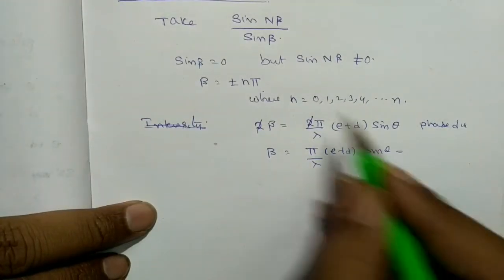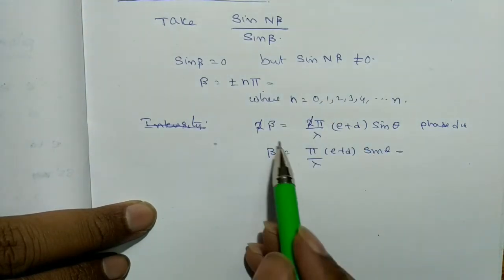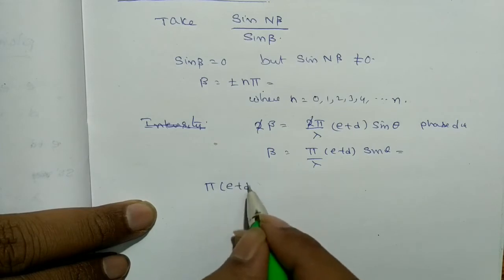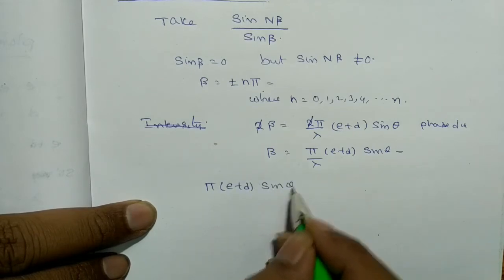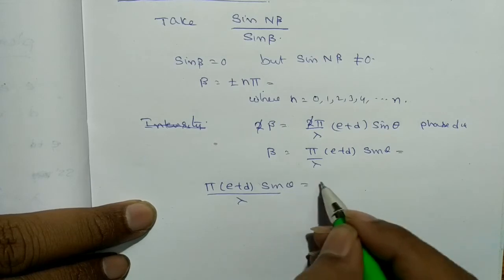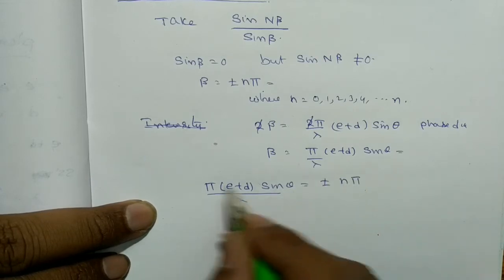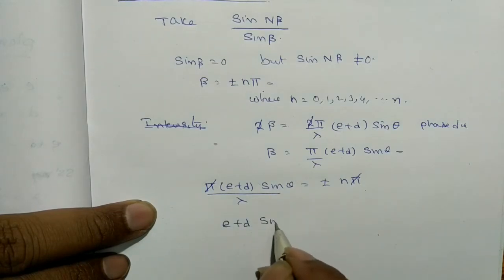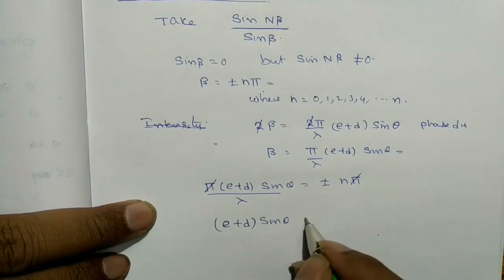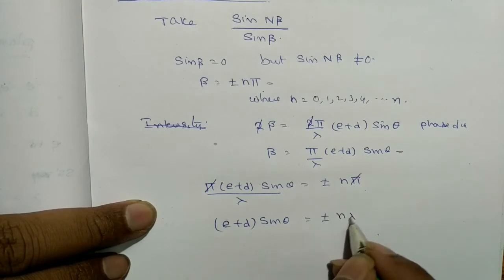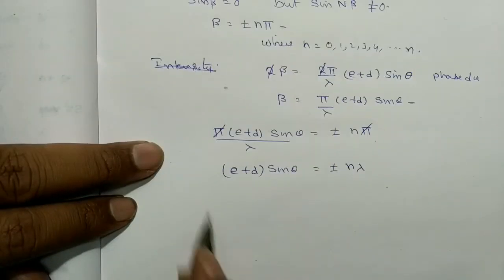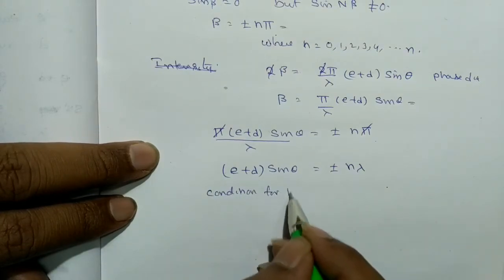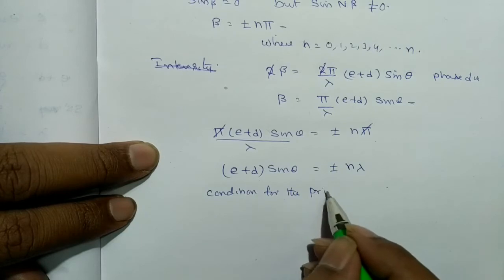Now equate this equation and this equation, this β and this β. We get π into (e plus d) sin theta divided by lambda is equal to plus or minus nπ. π and π get cancelled. (e plus d) sin theta is equal to plus or minus nλ, which gives the condition for the principal maximum.